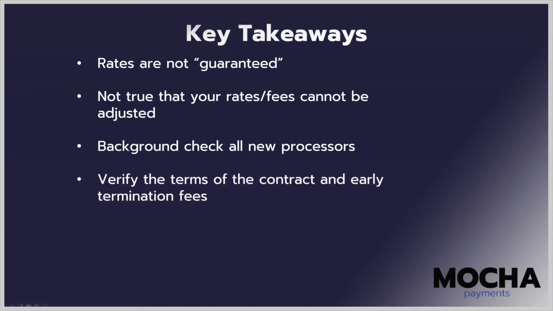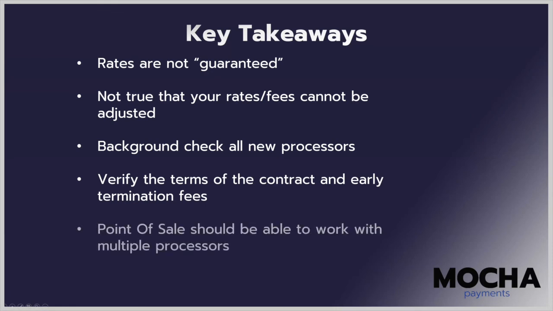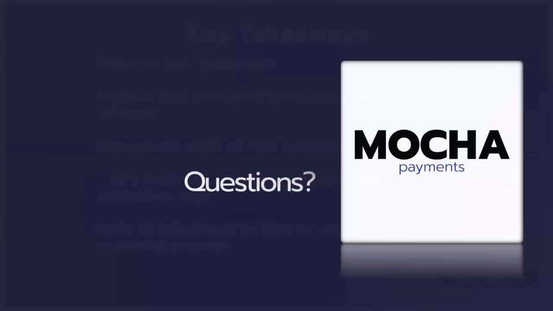You do always want to verify the terms of the contract and those early termination fees. And if you are changing hardware or changing to a point of sale system, check to see that it works with multiple processors, because you could pay significantly more if it's only one option, or if they have a dedicated processor, and you want to know that you have the option to negotiate that. So with that, I would like to open it up to questions.